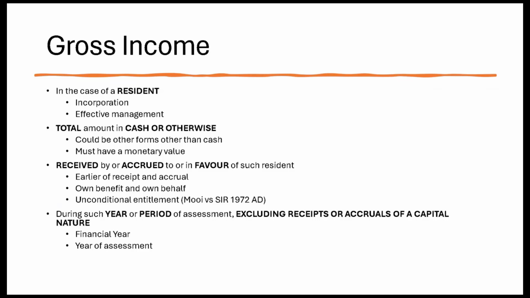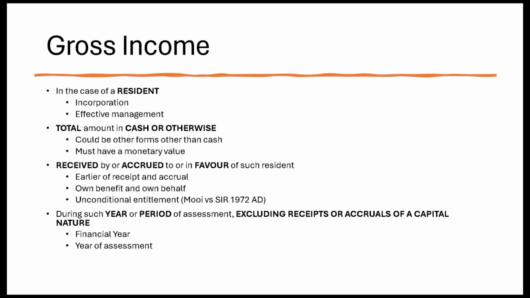Is it cash or otherwise? So you go through that thinking. What have I received? Does it have a monetary value? Can I determine what that monetary value is? Okay, great, tick. Have I received it, or is this something that I've received on behalf of somebody else? If somebody today comes to me and gives me 100,000 Rand, and this 100,000 Rand belongs to somebody else, I'm not going to include it in my gross income because it's not in my favor. It's not for me. I'm receiving this on behalf of somebody else.